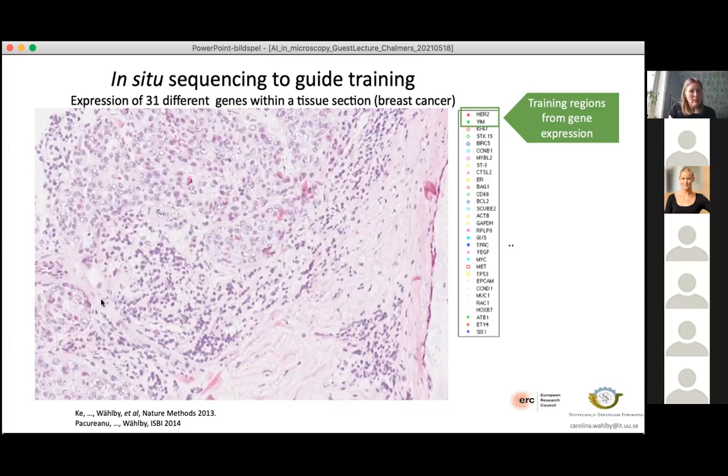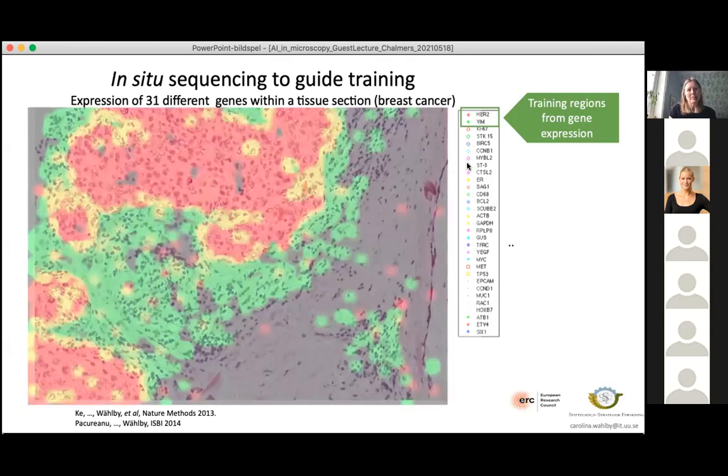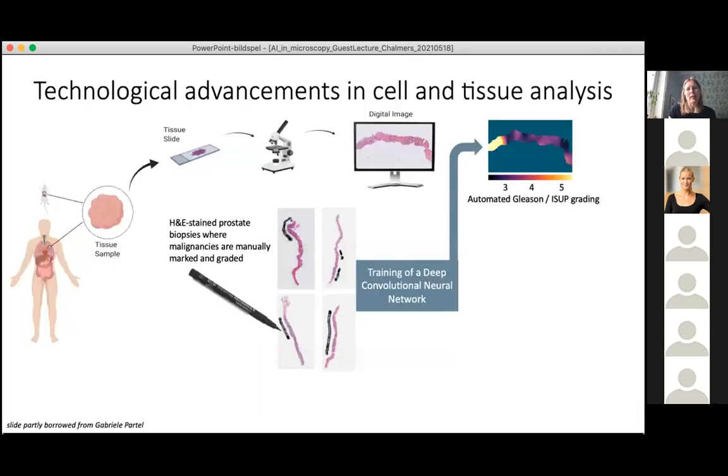But then we might have problems deciding where the borders go, and if all of us would do it, we would have slightly different results. But then if we do this in situ sequencing, we can overlay this and then have the molecular information tell us where there's tumor and where there is not tumor. And then we can use this as input.